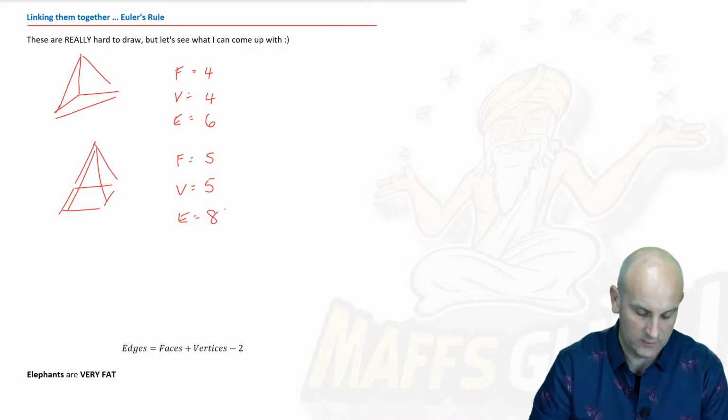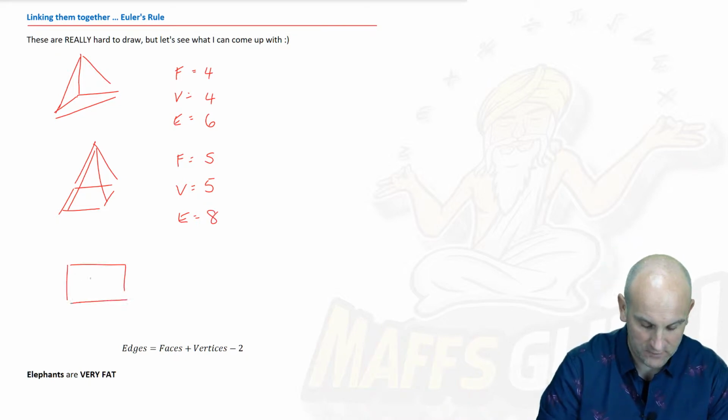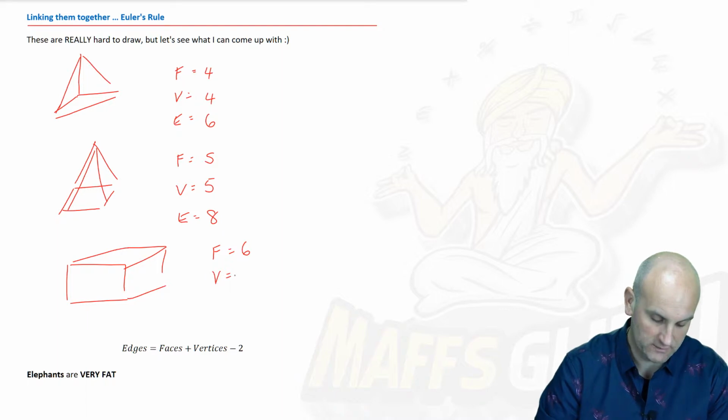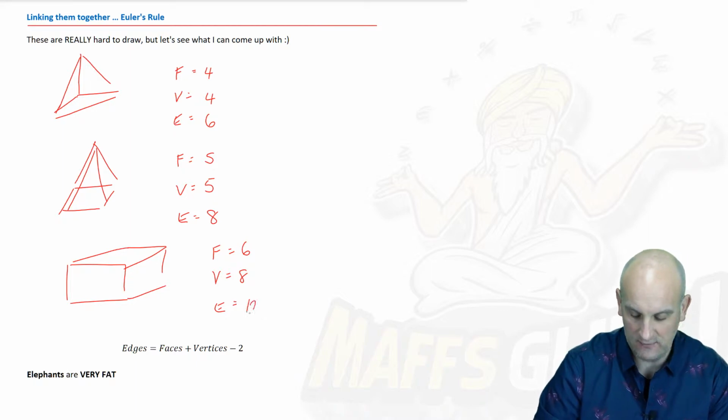What was the other one we had? Oh, cube or cuboids. Yep, thank you very much. So let's see. The number of faces we knew was 6. The number of vertices, 1, 2, 3, 4, 5, 6, 7, 8. And how many edges do we have? 1, 2, 3, 4, 5, 6, 7, 8, 9, 10, 11, and we have 12.